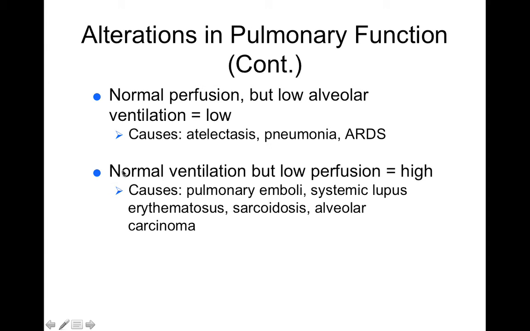Otherwise, opposite to that, you might find a condition where you have normal ventilation but low perfusion. So if your ventilation is normal, you're breathing normally, but there's low blood flow to your lungs, that can still lead to hypoxemia and hypoxia. This can be caused by things like pulmonary emboli, things that block blood vessels, which would reduce blood flow to the lungs. Lupus, because that's an inflammatory disorder, which can also lead to a decrease in blood flow to your lungs. Sarcoidosis, which we'll talk about later today, or even alveolar carcinomas, where cancer might block a particular blood vessel. So it's kind of interesting.